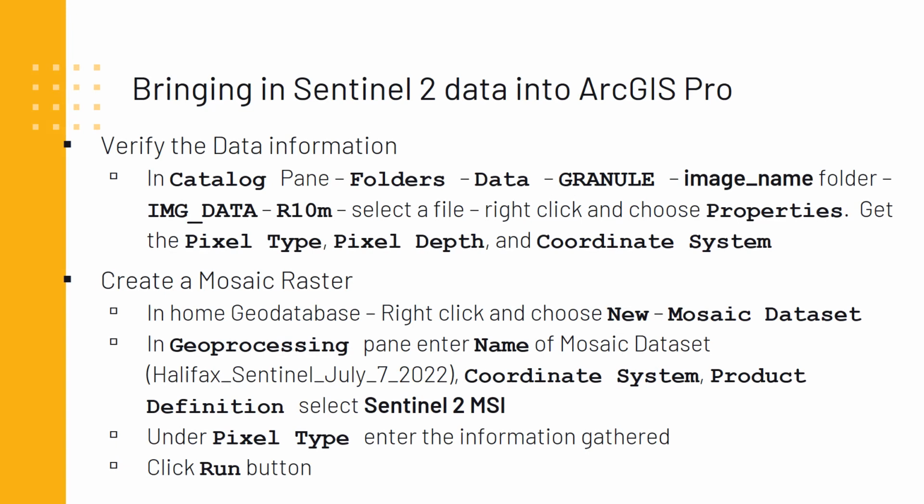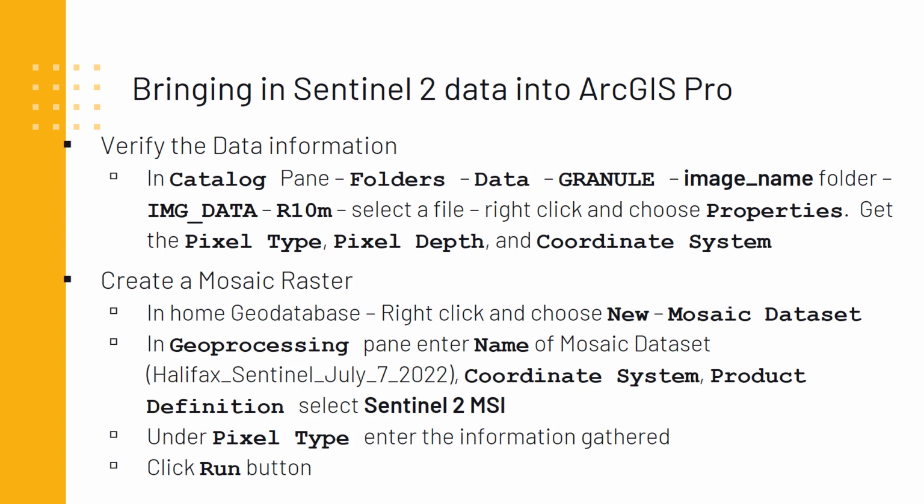Before we can proceed, we need to get information about the data. To do this, go into the catalog pane on the right hand side, into the folders directory, and then into data, granule, and then you'll see the image name that'll be different for everybody. And inside that folder, there should be another folder called img_data. And then inside of that, choose R10M. So this is the resolution, 10 meters.